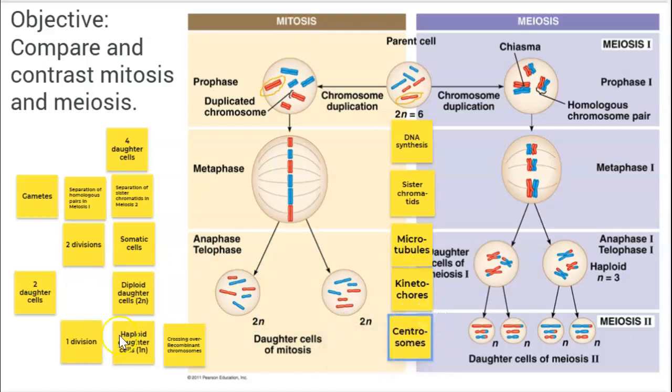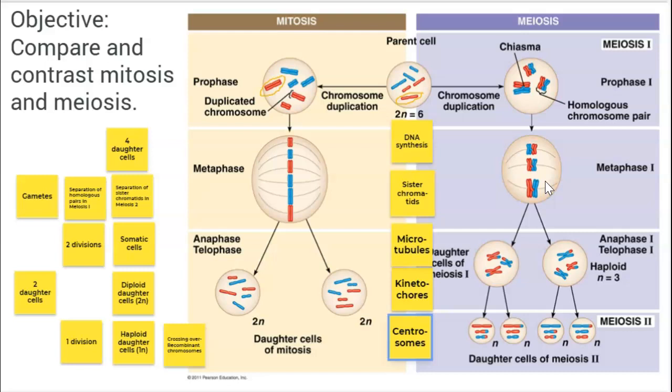And I think overall that's it for everything that is the same. So now the first process of that DNA synthesis is the same. That created the sister chromatids, and now your microtubules, your kinetochores, and your centrosomes all organize them in similar ways in order to lead to cell division.